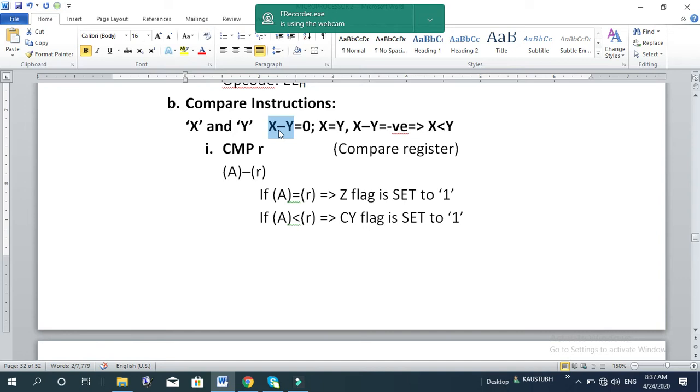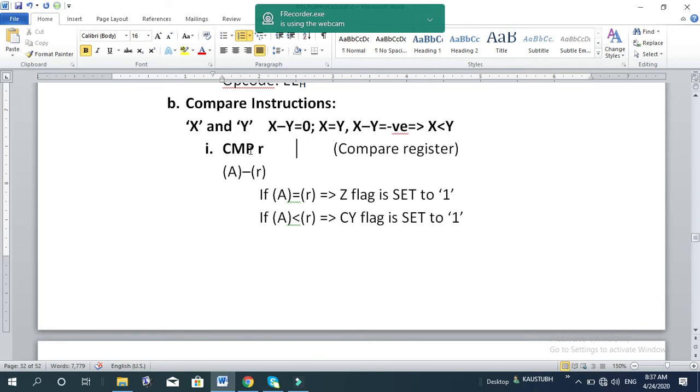Okay, so that is the basic difference between a subtraction instruction and a comparing instruction. The similarity is that the subtraction instruction does the subtraction operation, and the compare instruction also does the subtraction operation. But the difference is that in a subtraction operation the result is placed into the accumulator, but in a compare instruction the accumulator remains unchanged.